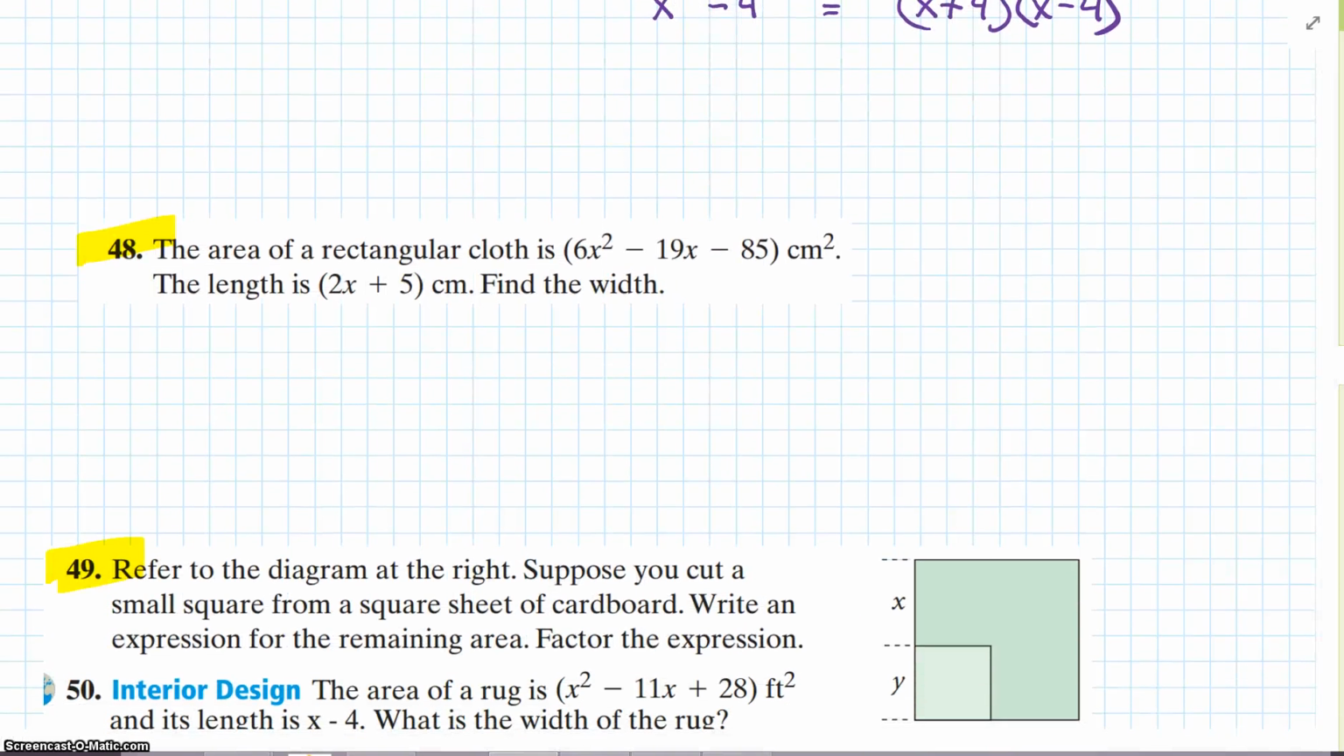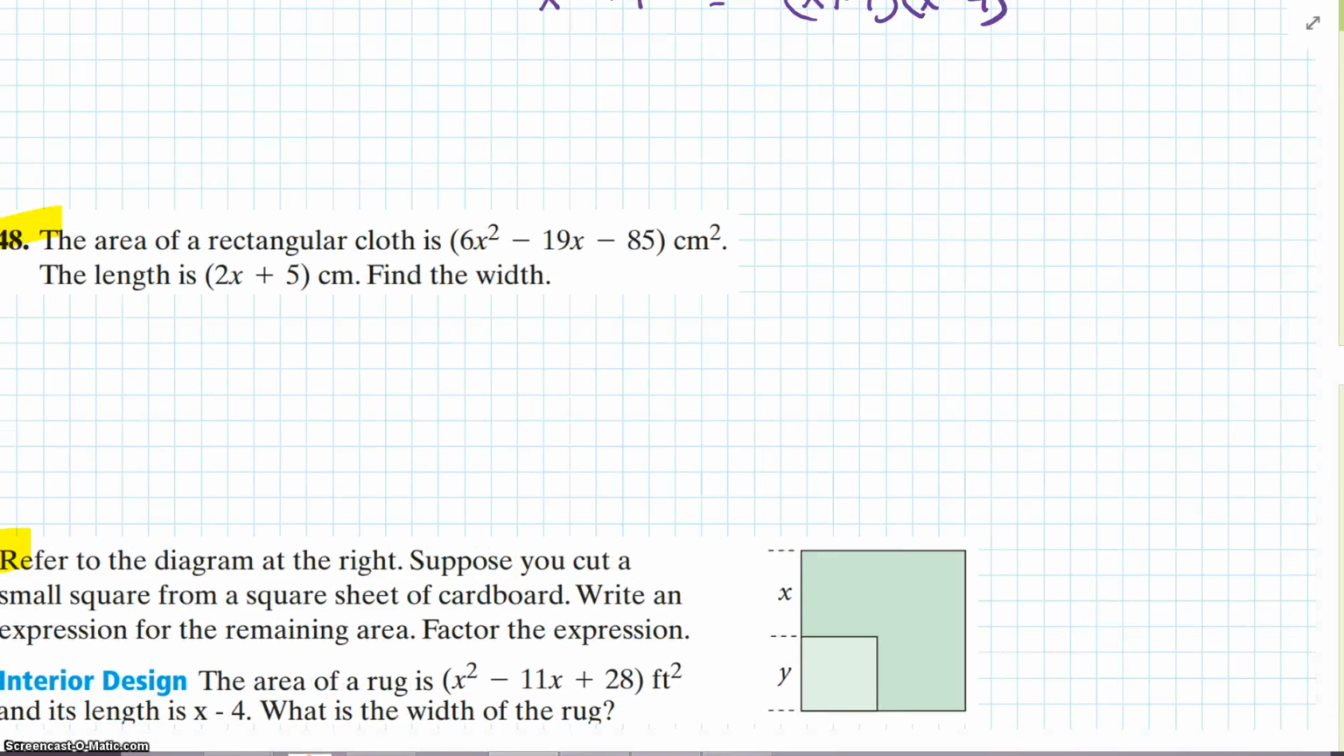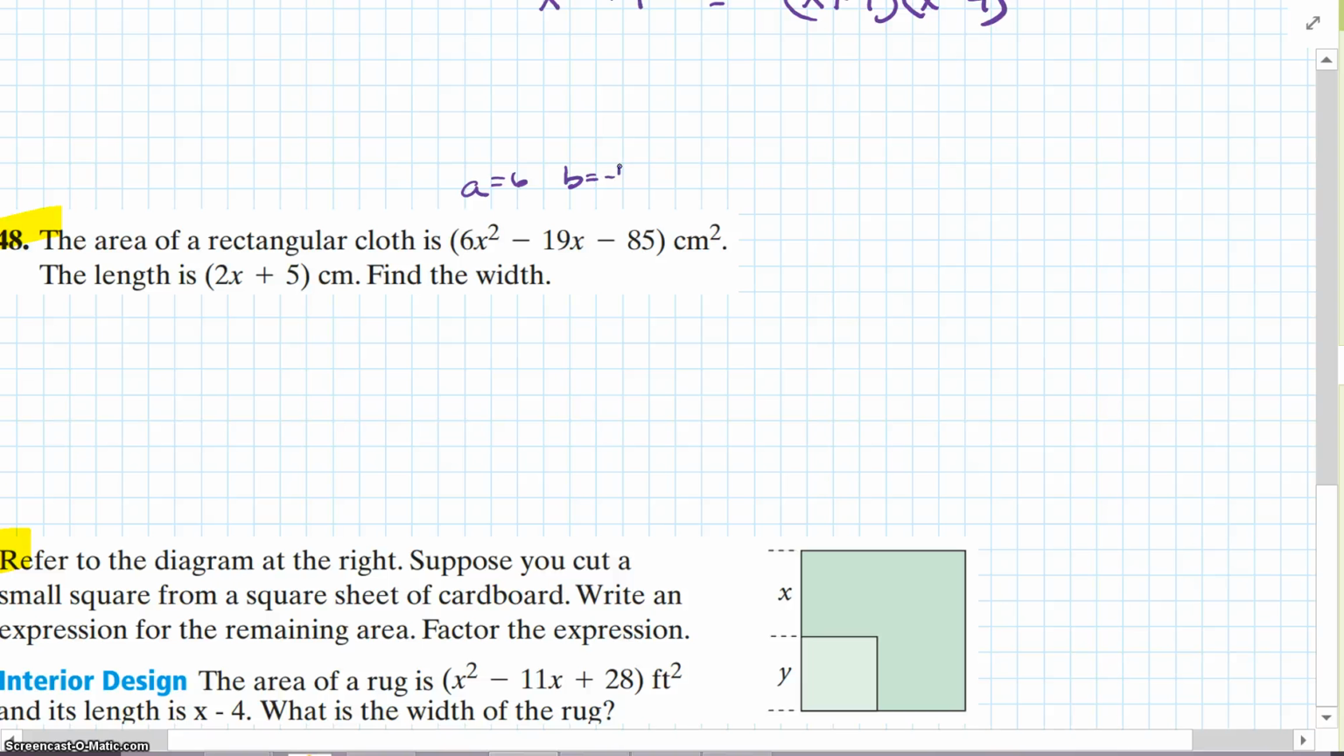All right. Number 48. The area of a rectangle of cloth is 6x squared minus 19x minus 85 centimeters squared. The length is 2x minus 5. Find the width. Okay, so let's see if we can factor this thing. So for this term, my a value is 6, my b value is negative 19, and my c value is negative 85.